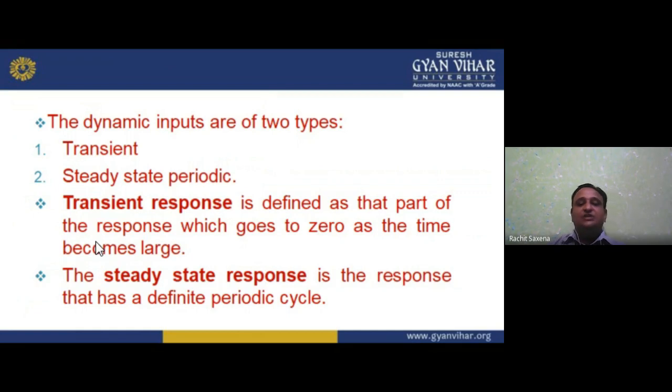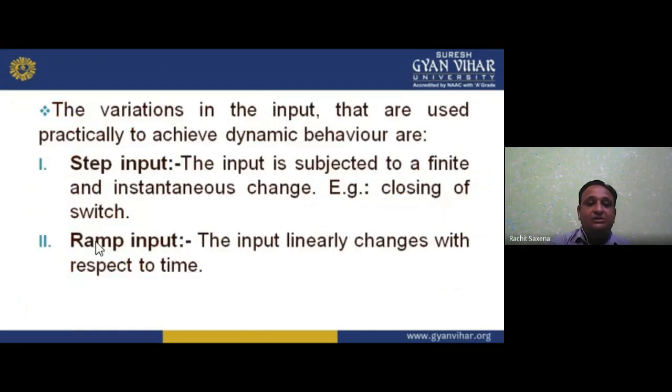Now, the steady state response is the response that has a definite periodic cycle, but the transient doesn't have a definite periodic cycle. Now, the variations in the input that are used practically to achieve dynamic behavior are step input and ramp input. Step input: the input is subjected to a finite and instantaneous change, for example closing and opening of a switch. So that is the step.